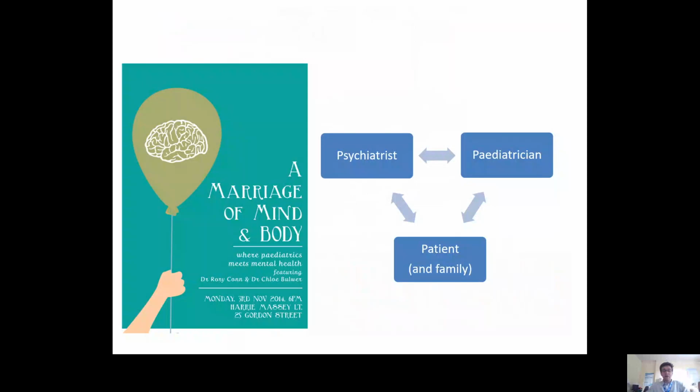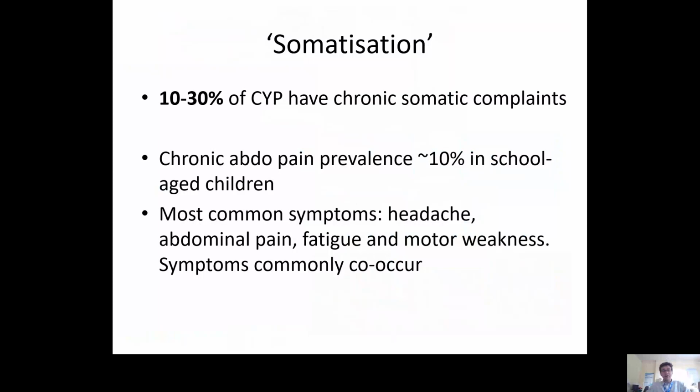The classic is in somatisation, that is to say medically unexplained physical symptoms, which are extremely common in children and young people. So as many as 30% of those under 18 have chronic somatic complaints, most commonly abdominal pain, which affects 10% of the school population. But also there are tons of kids being referred by GPs for headache, for fatigue, for motor weakness. And these are often understood, if you like, take a holistic view of the young person, as a bodily representation of emotional distress or confusion.